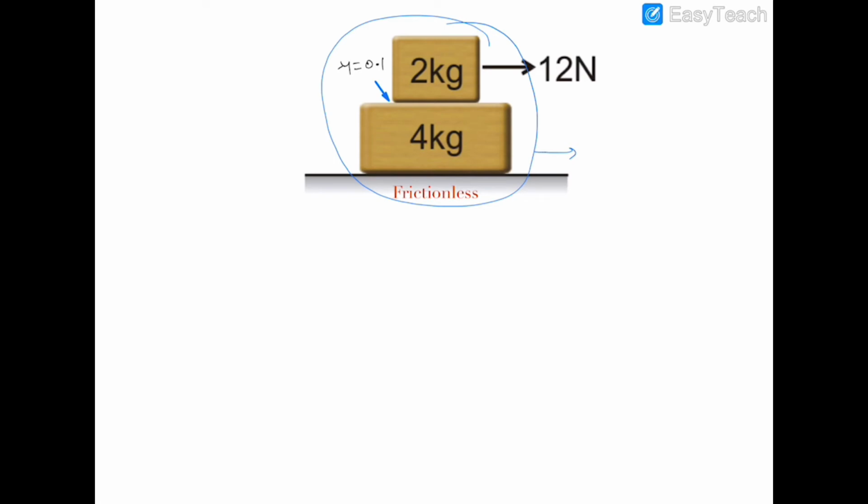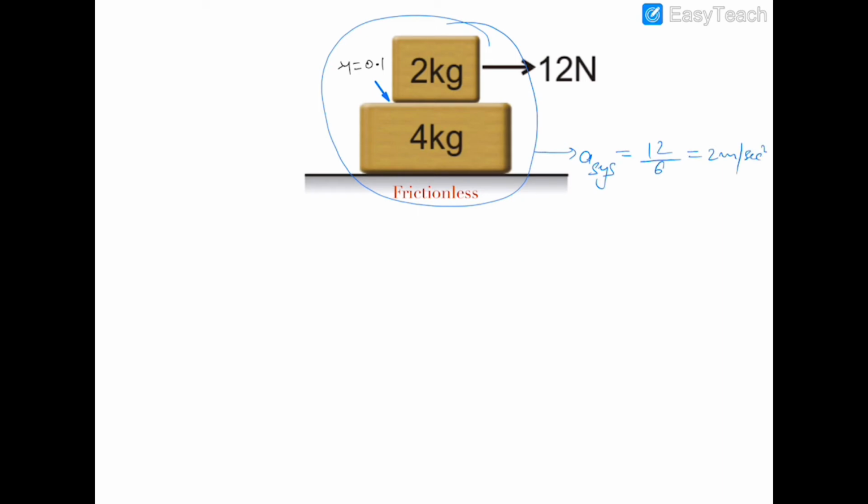And if you are wondering about this friction, then this friction will be an inner force of this complete system. So we will not count the internal forces because the acceleration and the momentum of the system is only due to the external forces. So the acceleration of the system, A system, will be equal to 12 upon 6, which is equal to 2 meters per second square.